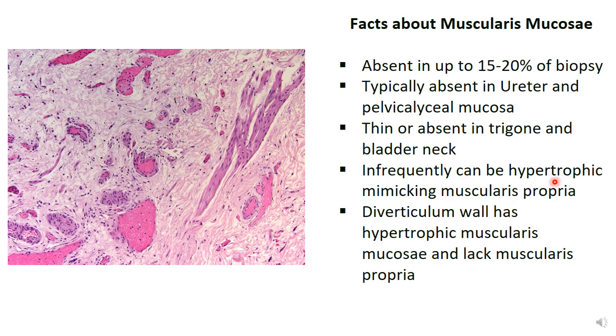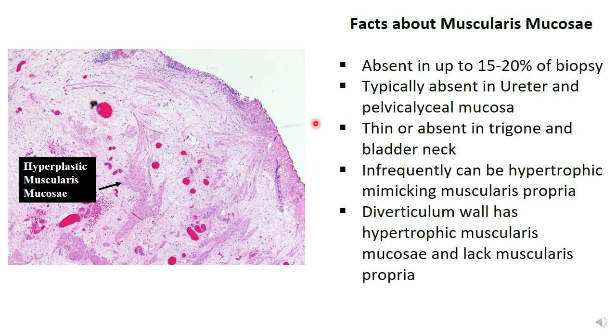But infrequently, it can also be hypertrophic like this particular example, and in that setting, it is important not to confuse it with a muscularis propria. Look at that, this one still has pointed, discontinuous muscle fibers. They are thick, but they lack that rounded character of muscularis propria.